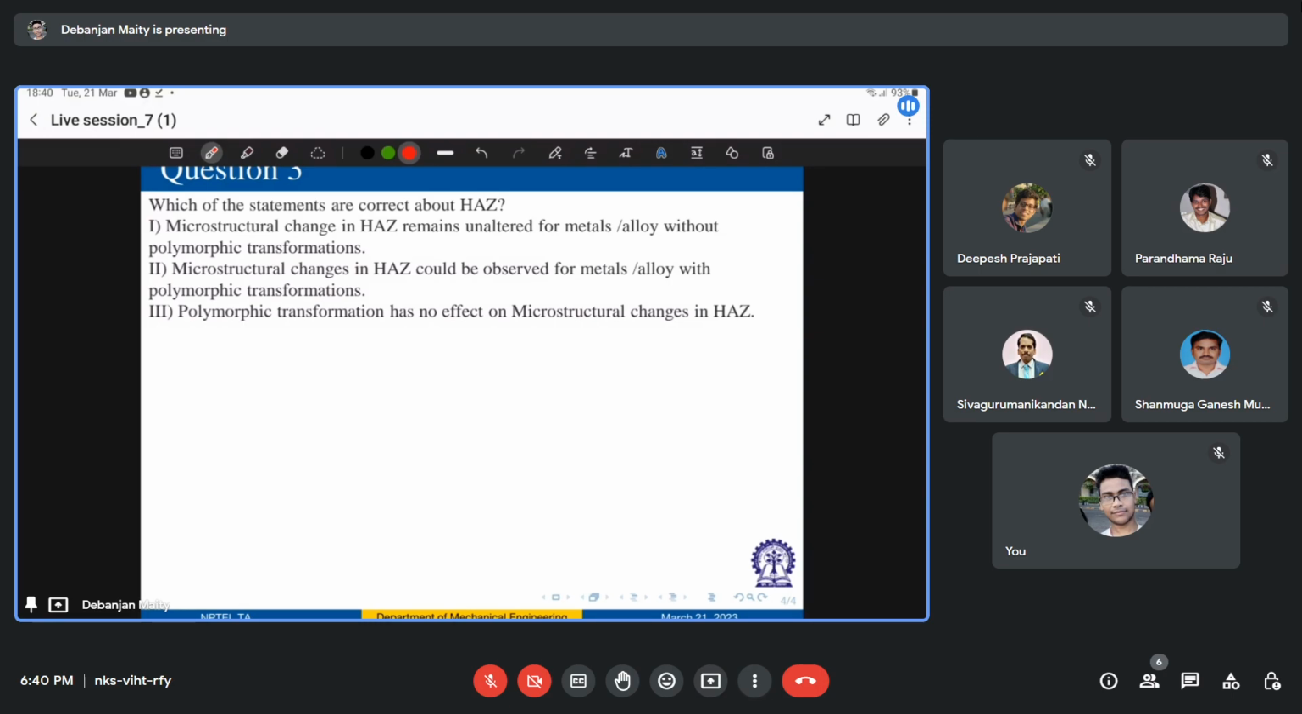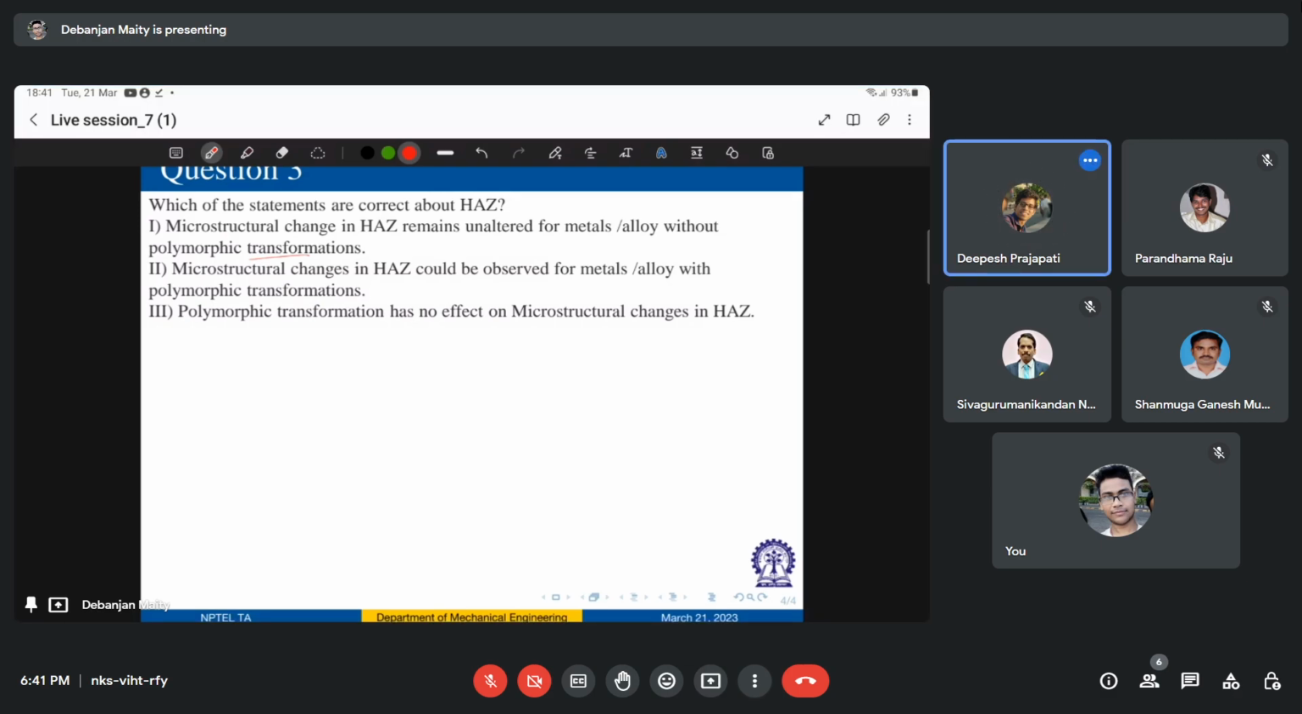Which of the statements are correct about the heat affected zone? This is regarding polymorphic transformation. Can you tell me what polymorphic transformation is? What happens during polymorphic transformation? Any guess? The same element can exist in different, yes, correct, different physical structures.